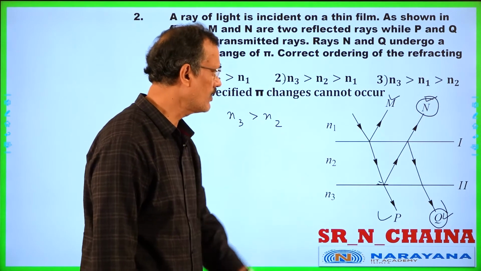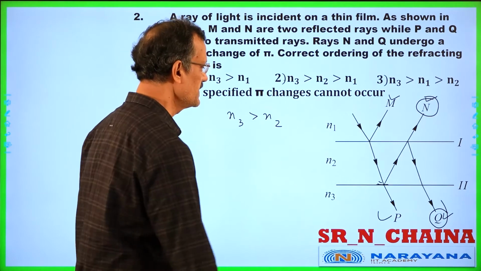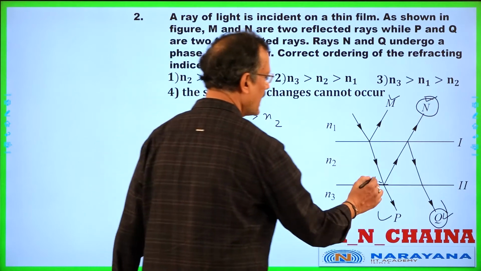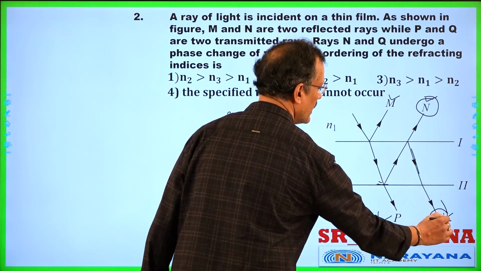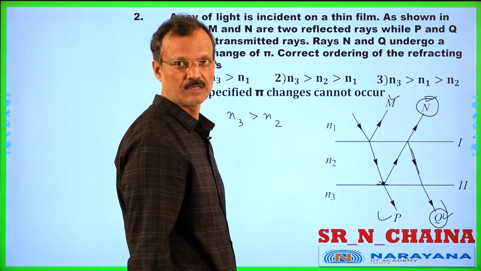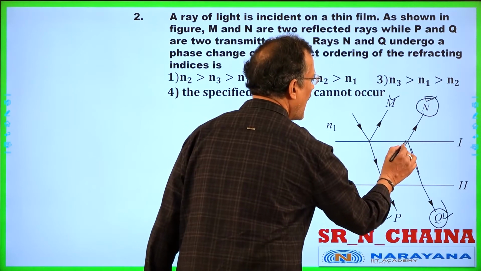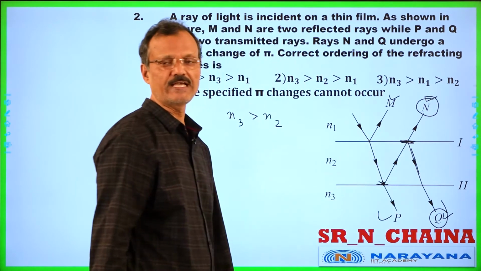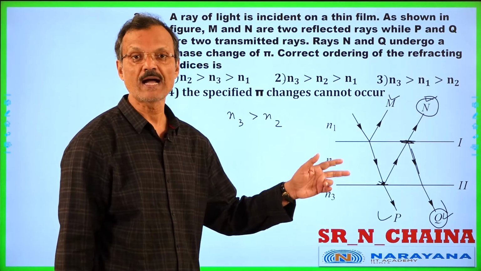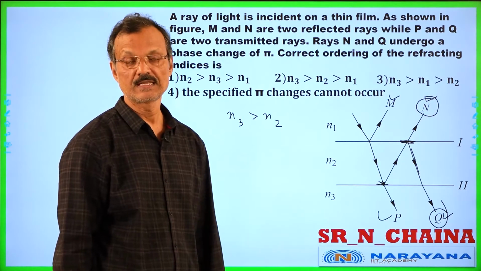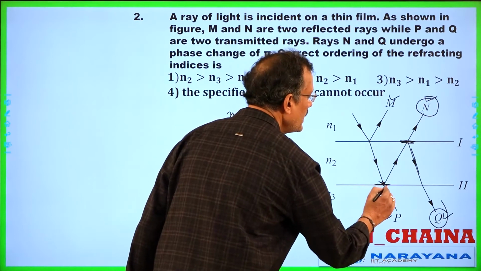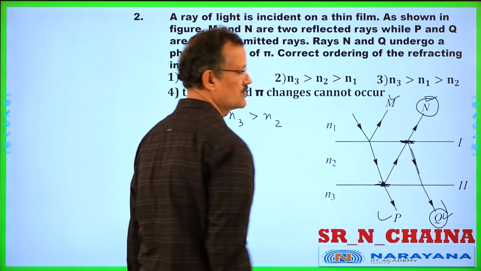Now, concentrate on Q, the transmitted ray. It is also going through a phase change of pi. This ray had come from here, here, here. Already phase change of pi has occurred here. It means that at this place there is no phase change. If there were a phase change, then pi plus pi, 2 pi, there would be no net phase change. So phase change has occurred for Q only here, and here phase change has not occurred.